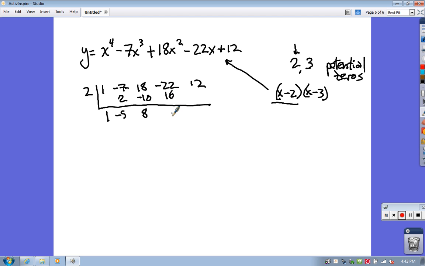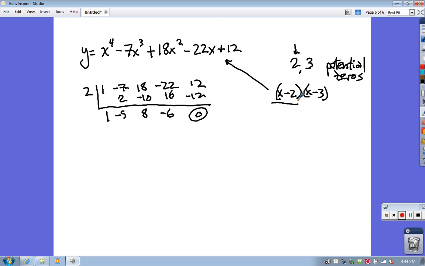Negative 22 plus 16 is negative 6. Oh, this looks good. Negative 6 times 2 is negative 12. No remainder? Yes. Also, remember, the remainder theorem tells us that if we had plugged 2 into this, that would be our value. So 2 is a 0 for this.